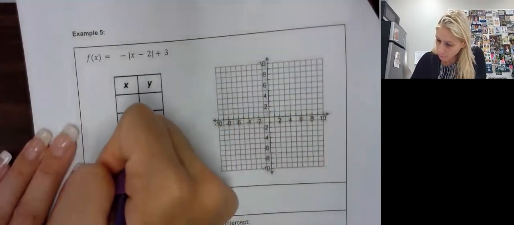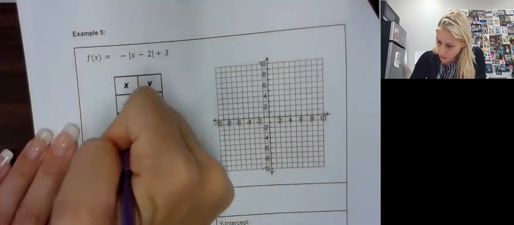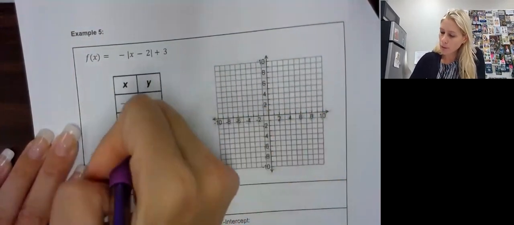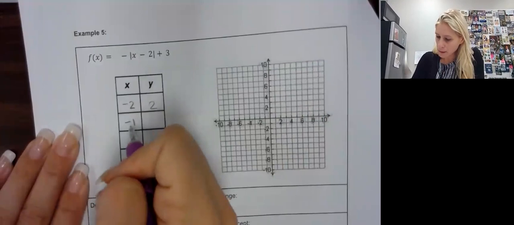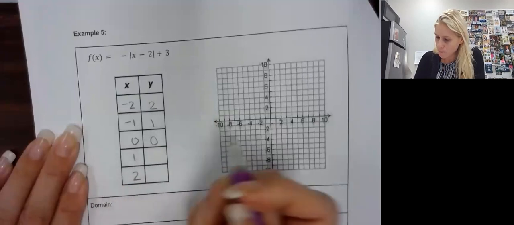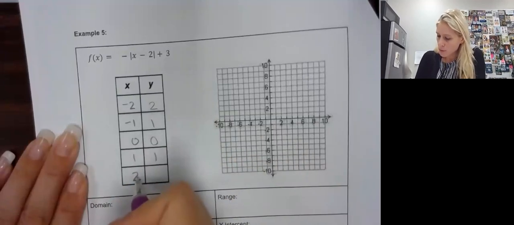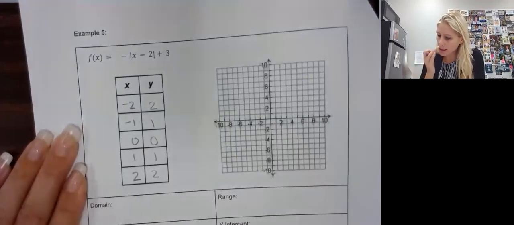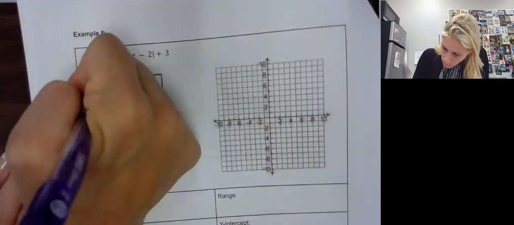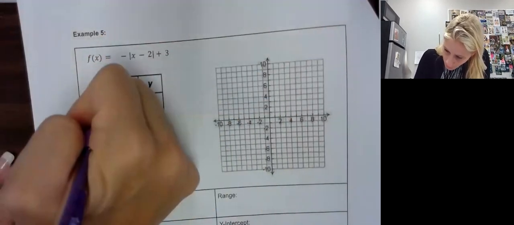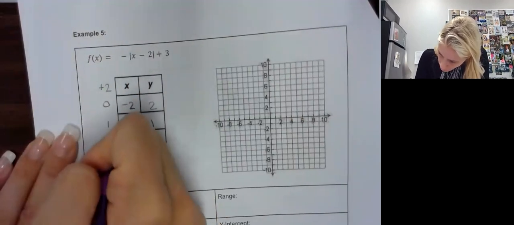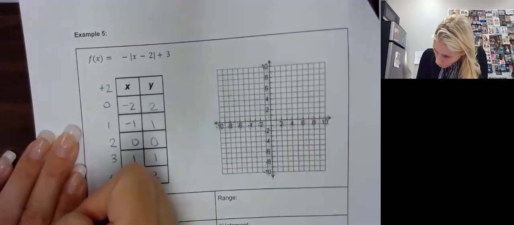So let's see if we use -2, -1, 0, 1, and 2. The absolute value of -2 is 2. The absolute value of -1 is 1. Absolute value of 0 is 0. Absolute value of 1 is 1. Absolute value of 2 is 2. Okay, so let's see what we have to do to this. So remember, to the x value, we always do its opposite. So we're going to add 2. So we get 0, 1, 2, 3, and 4.